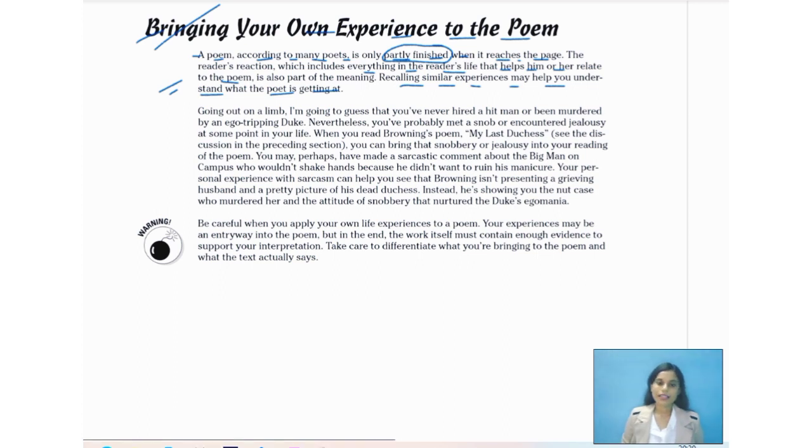Now, one thing that you should be considering is do not try to put too much of your own experience into the poem, because the poem itself will have enough evidence to support your interpretation. So take care not to include too much personal experience while thinking about the deeper meanings of the poem. All right.